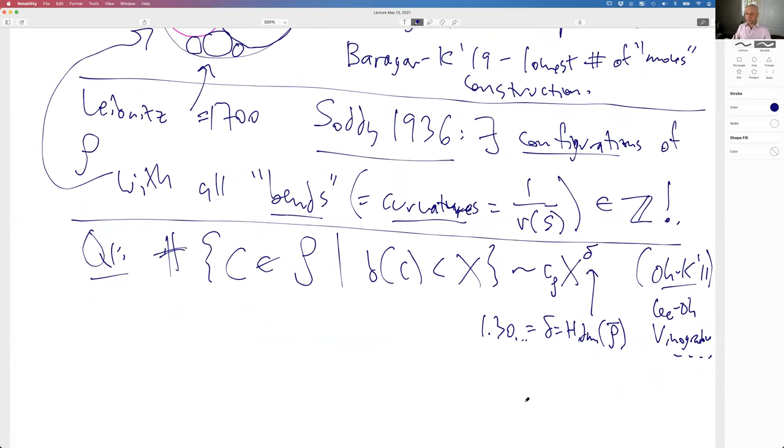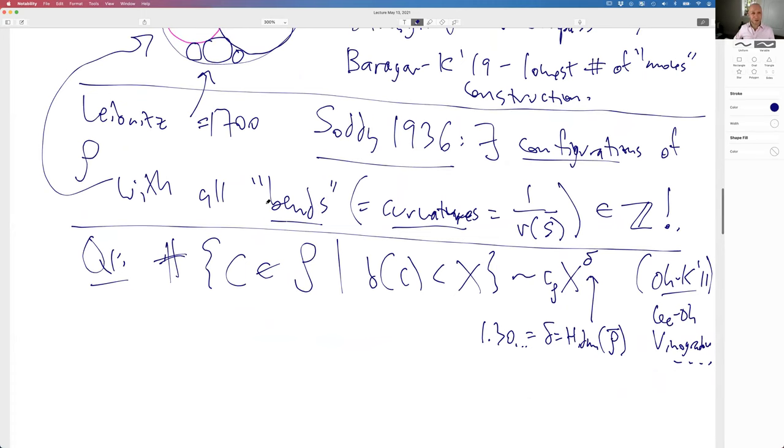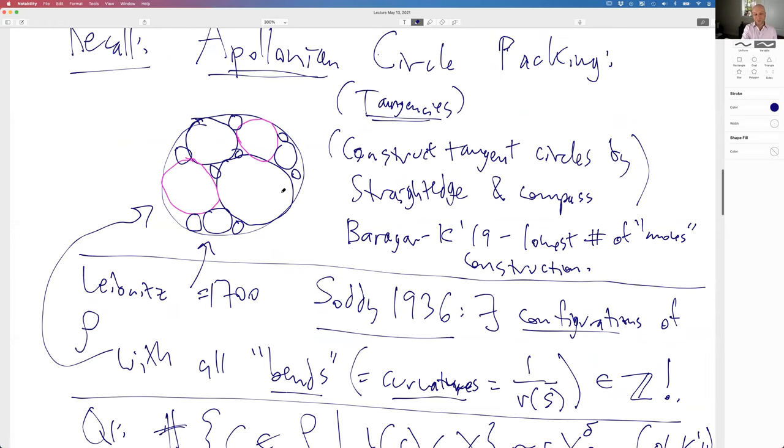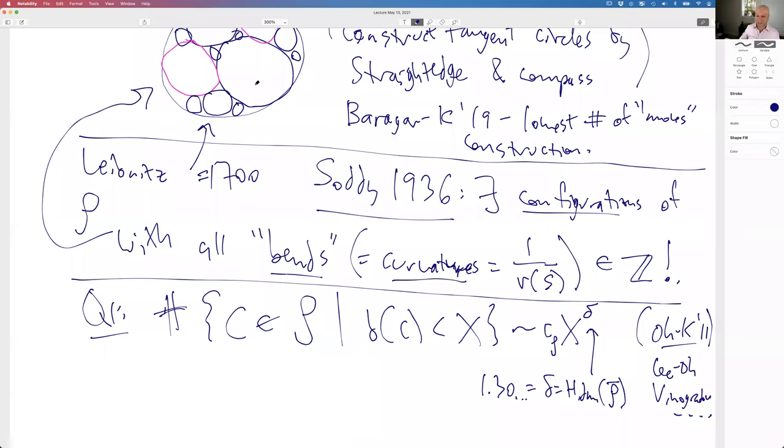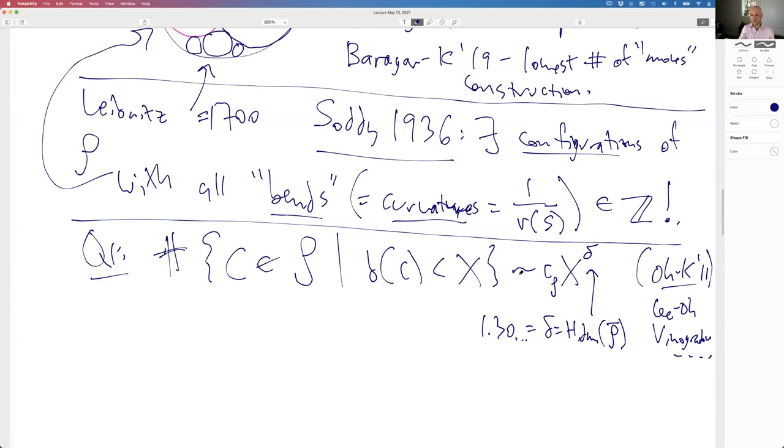It's a number greater than one because this fractal contains circles. So of course the Hausdorff dimension is going to be at least one. It's less than two because it sits inside the plane, and it's strictly less than two, which one can prove without too much work. And these days we can prove this with a power savings error term, let's say plus big O of X to the delta minus epsilon for some small epsilon. Okay, so these counting questions I sort of consider settled.